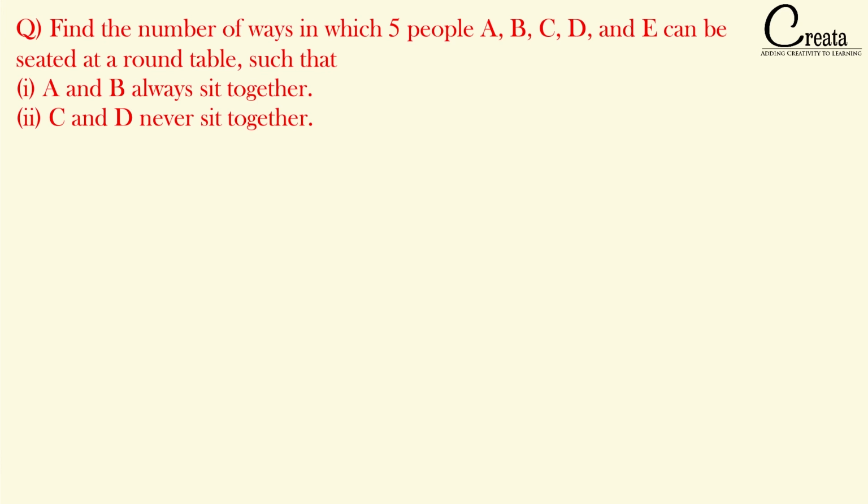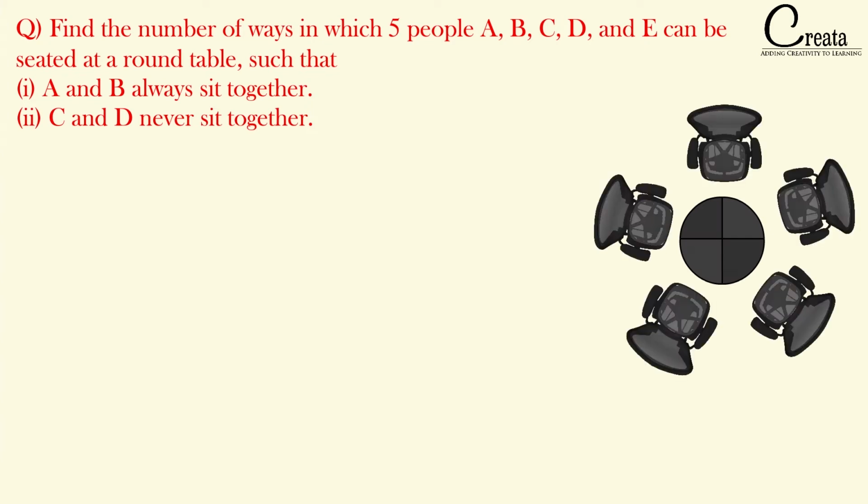The question is, find the number of ways in which 5 people A, B, C, D and E can be seated at a round table such that the first option, A and B always sit together. Second option, C and D never sit together. Okay, now 2 conditions are given and we have to find the circular permutation with respect to these 2 conditions. So we are having a table, we are having 5 chairs and we are having 5 persons.